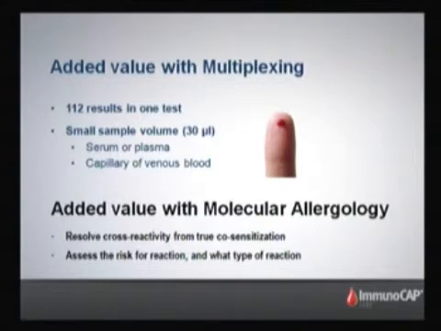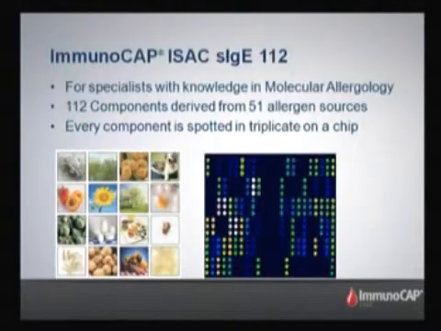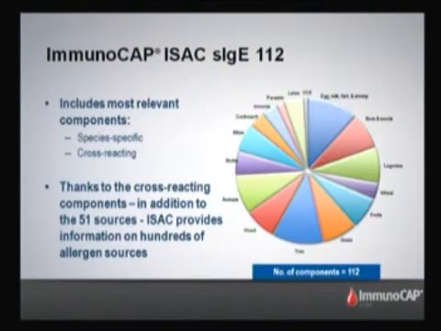The advantage of it is that it works with a very small amount of blood. You only need 30 microliters in this microarray to get 112 results, and of course you get a lot of information. And that's the way it looks. The results are all colored dots, and the color intensity gives you the amount. The total 112 components come from 51 different allergen sources, and every component is plotted in triplicate, so every result is done in triplicate to make sure that it's reliable.